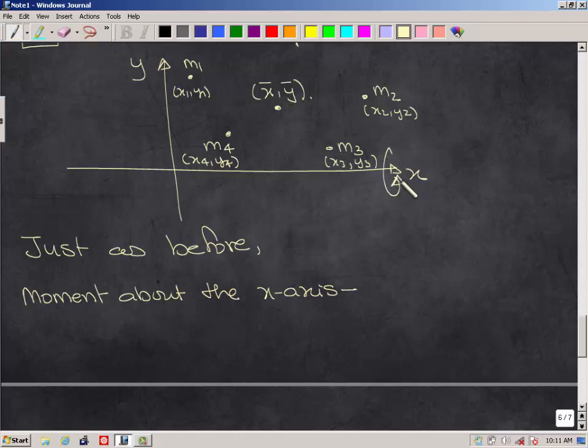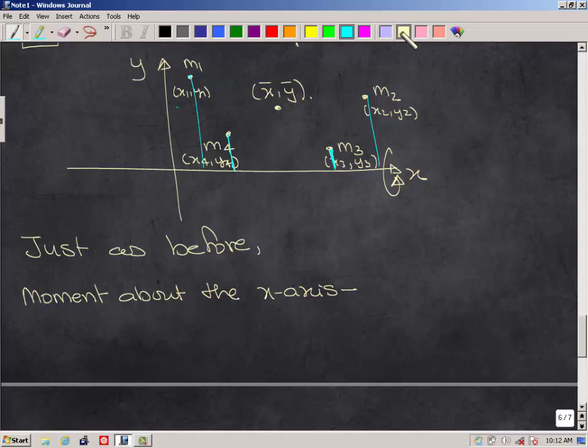In that case, our distances would be measured from the x-axis. Before, our distances were measured from the origin. Do you follow? Because we wanted to find the tendency of the masses to rotate about the origin, so we measured everything from the origin. Now we want to measure everything from the x-axis, so we want these distances. Let me use a different color. Do you guys follow? Those vertical distances are called y1, y2, y3, and y4.